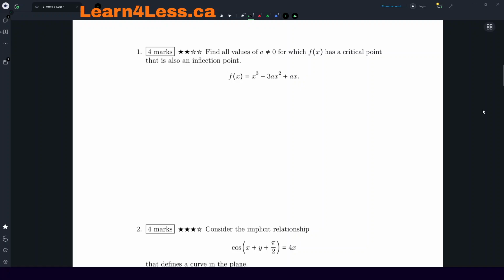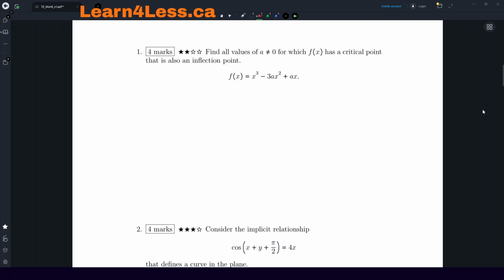So in this question, we are given function f of x, and we are looking for a non-zero value for a, which for that specific a, f of x has a critical point that is also an inflection point. So one point is both critical point and inflection point. And we see a here and here.